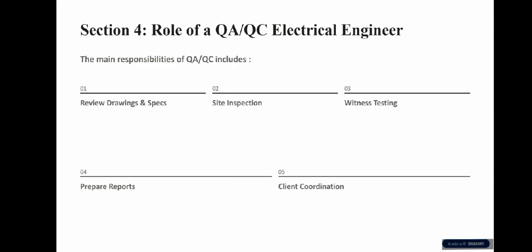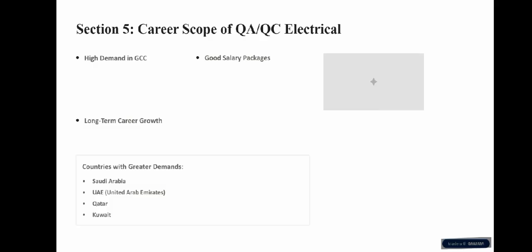Number fifth is client coordination. This means to connect with clients, consultants, and contractors to address quality concerns, provide technical guidance, and ensure satisfactory project execution. Section number 5 is career scope of QA/QC electrical. The scope of QA/QC electrical includes these points, like high demand in GCC. GCC actually stands for Gulf Cooperation Council. So the Gulf Cooperation Council countries offer significant opportunities due to extensive infrastructure and developmental projects.